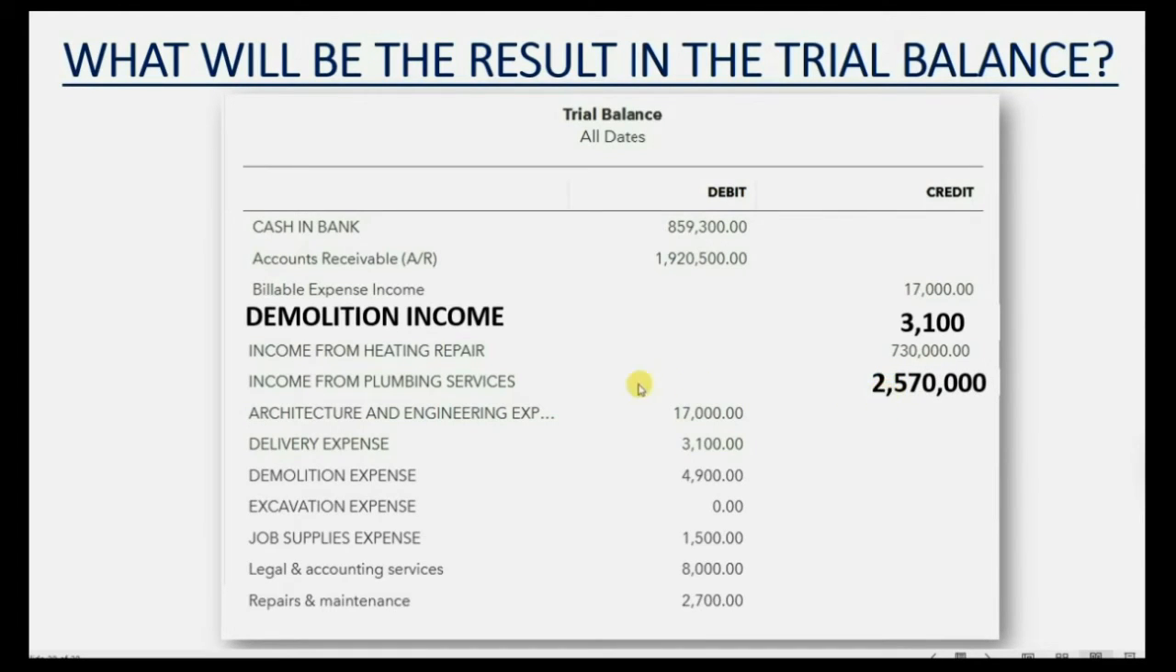$2,570,000. And the total income from the plumbing services and the demolition income that are both on the invoice will be billed to the client, so accounts receivable increases by the total amount. And when we finish, accounts receivable will be $2,423,600. And the demolition expense will still be there.